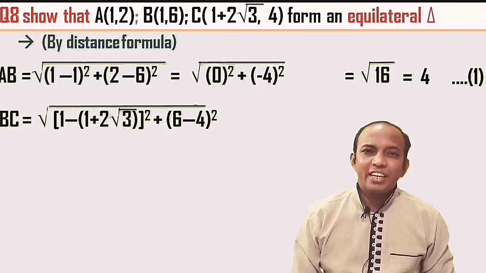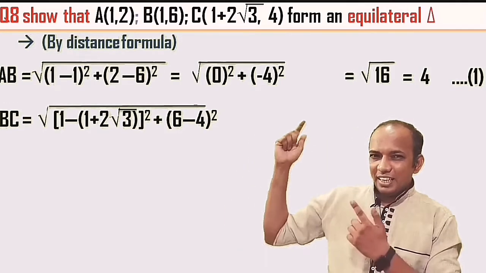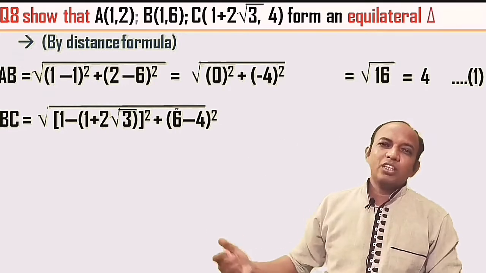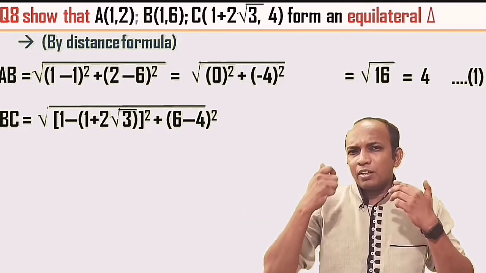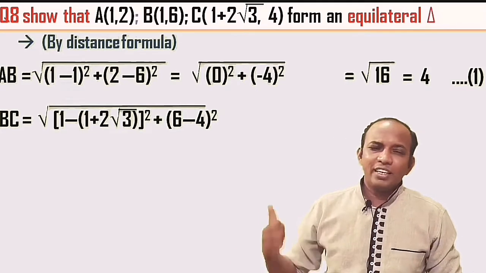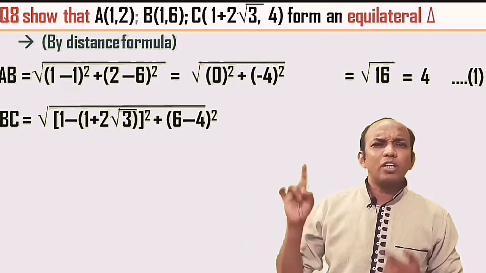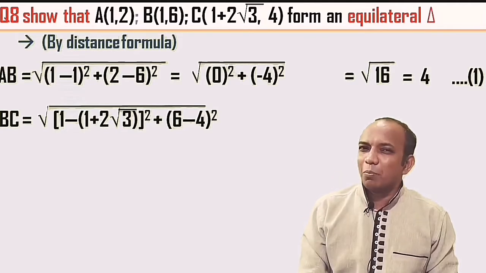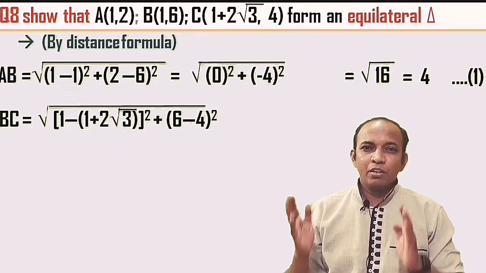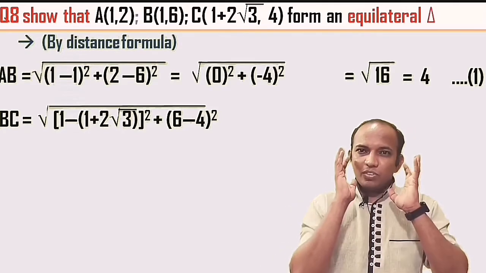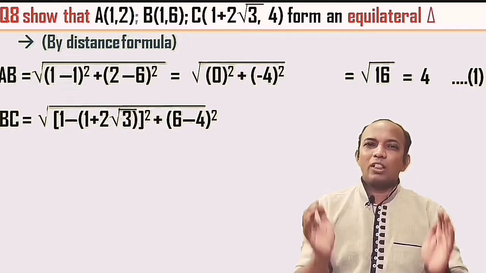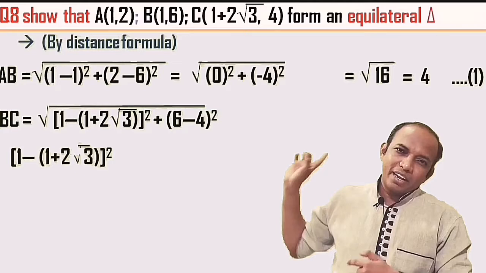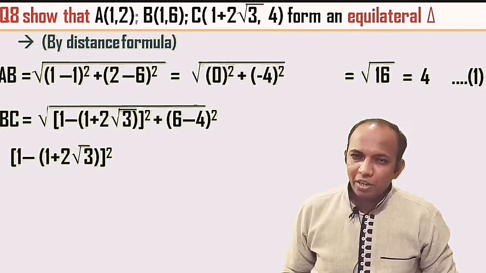The moment you substitute the values, we get 1 minus, in bracket, 1 plus 2 root 3, the bracket close and the bracket square. Then as a second term, from the y coordinate we get 6 minus 4 the whole square. 6 minus 4 the whole square is the easier one to calculate. We get the answer 2 after subtraction, and then 2 square remains 4. Now let's learn how to solve the first bracket: 1 minus, in bracket, 1 plus 2 root 3, the whole square.